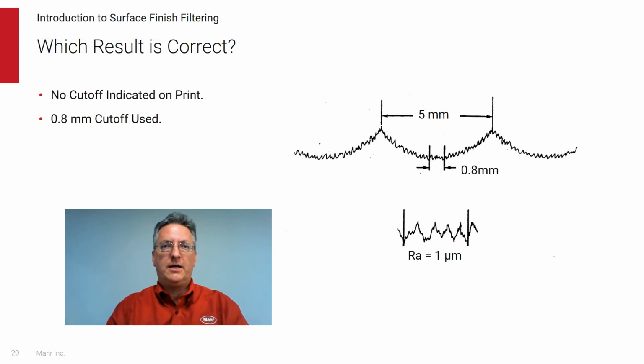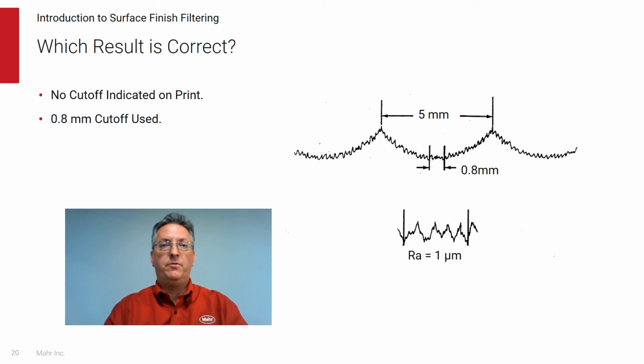In this final example, a 0.8 millimeter cutoff was assumed since no cutoff was indicated on the print. Prior to the ASME B46.1 1995 edition, the default cutoff of 0.8 millimeters or 30,000ths of an inch was assumed if the cutoff was not indicated. Now that you have seen this webinar, you know that this assumption should not be used.